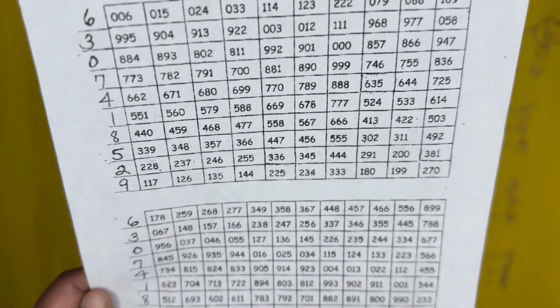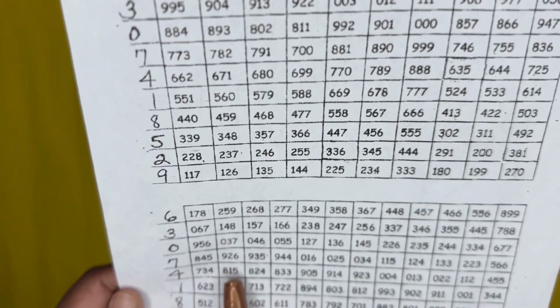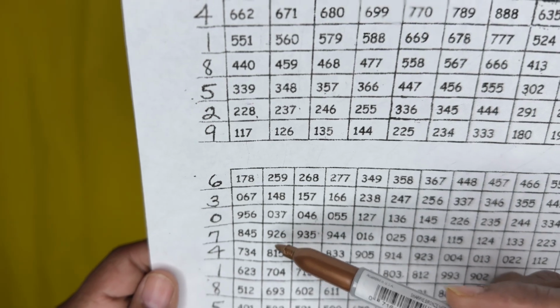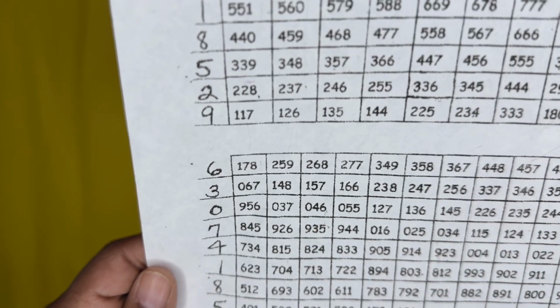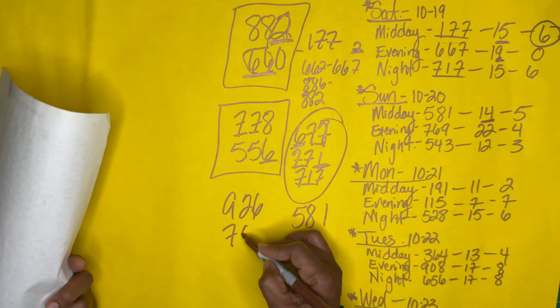We're looking for 581. There's the 815 that it is on the sheet. But what you do is write the number above it and below it. So we have 926 and 704.